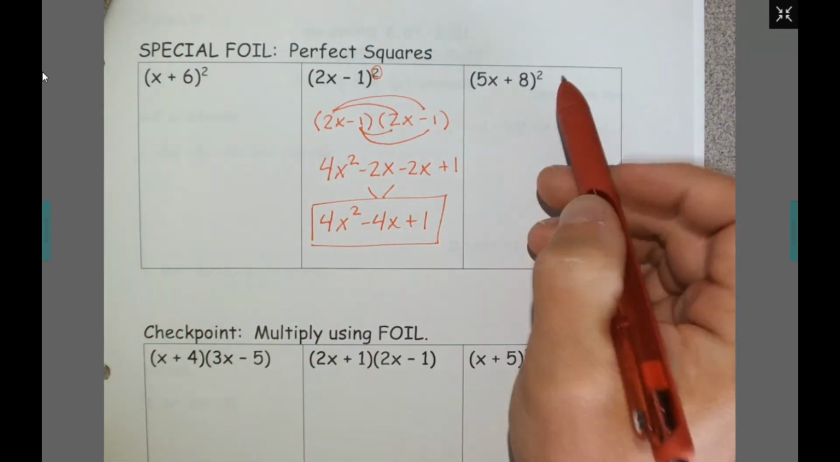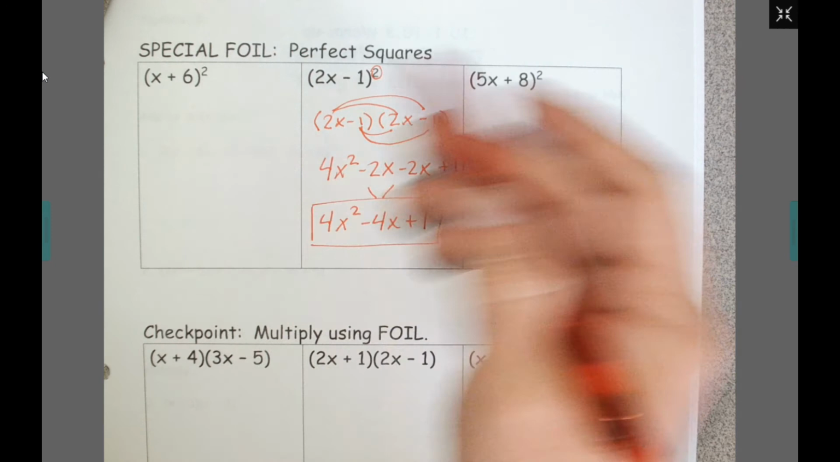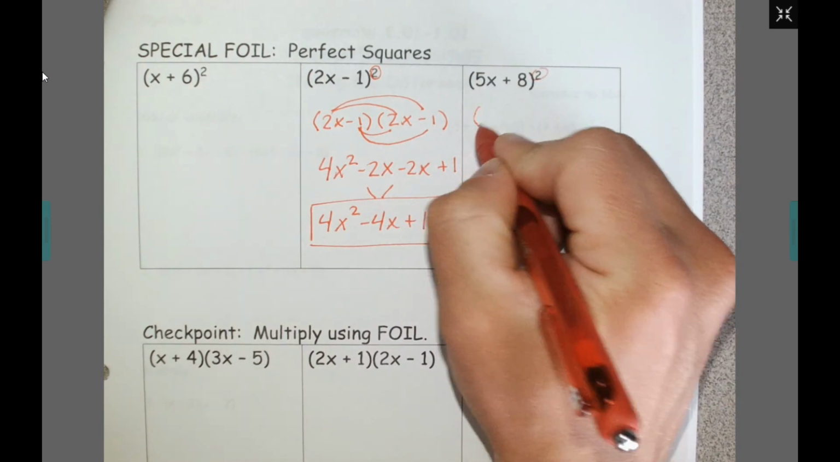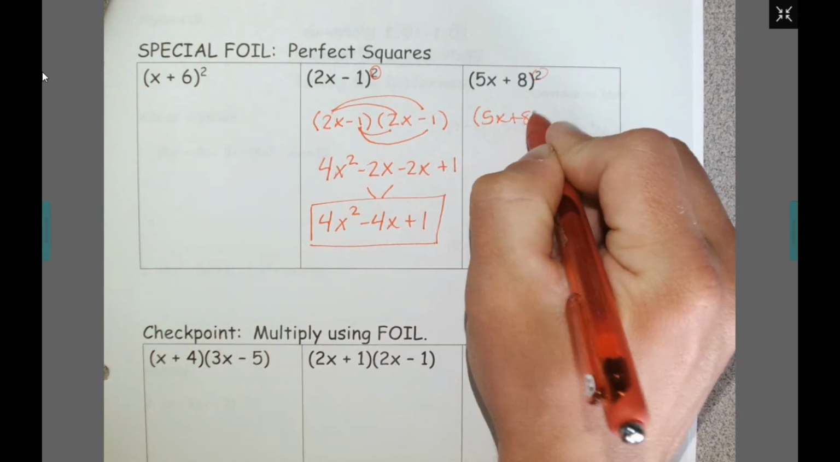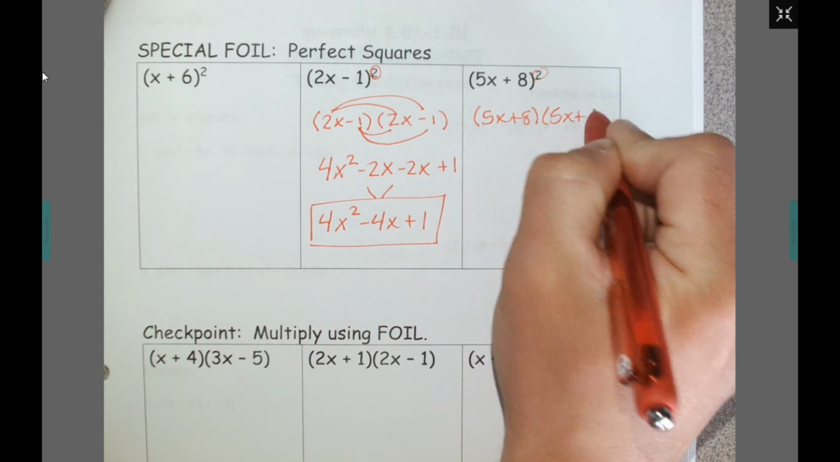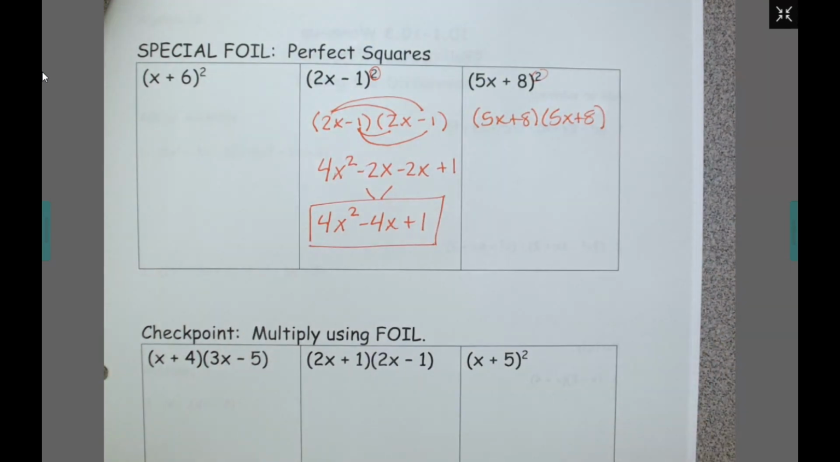You can go ahead and look at the one over here to the right, and even the first one as well. When you have that 2, we go ahead, write the parentheses twice, and then we are going to FOIL it back out. That is it for section 10.2, 10.3.